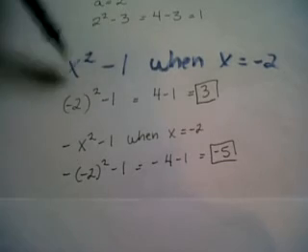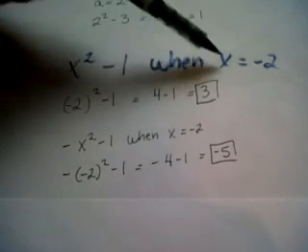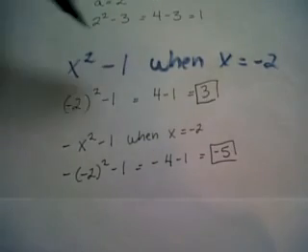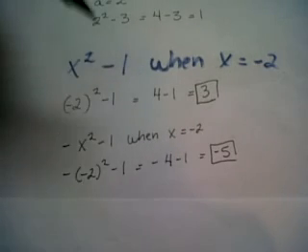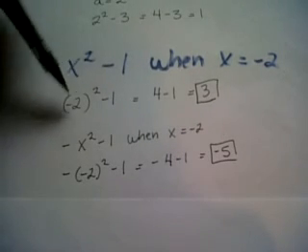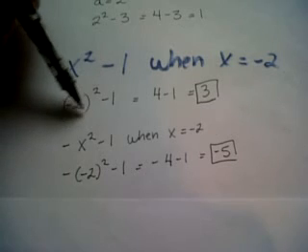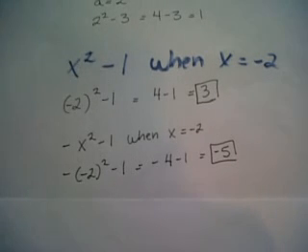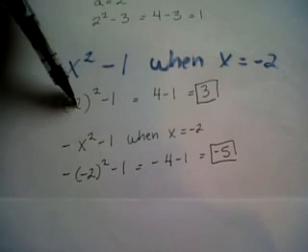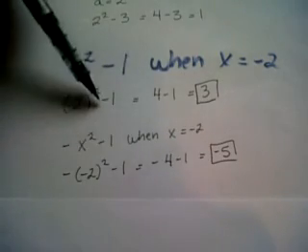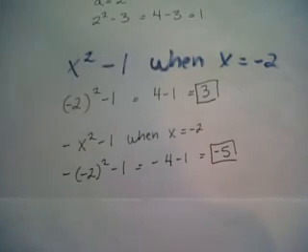Notice the difference in these. I have x squared minus 1 when x equals a negative 2. If x is a negative 2, I'm going to substitute a negative 2 in for that x. That means all of that negative 2 gets squared. So negative 2 times negative 2 is a 4. And then we have minus 1, and 4 minus 1 gives me 3.